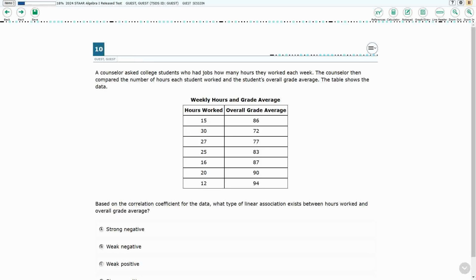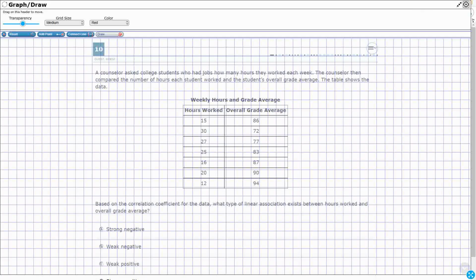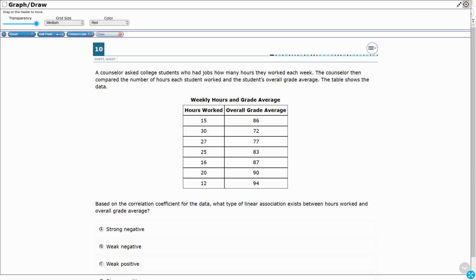Next, we are looking at calculating correlational coefficients. This is A.4a. And we definitely need our calculator on this. It actually calls for the calculator within the standard itself. So a counselor is asking college students who had jobs how many hours they worked each week. And if we were to graph this, it would be a scatter plot, right? We have these x values and y values that are kind of all over the place. They're not necessarily following a pattern like an additive pattern or multiplicative pattern. The question is, is there a correlation between these two?